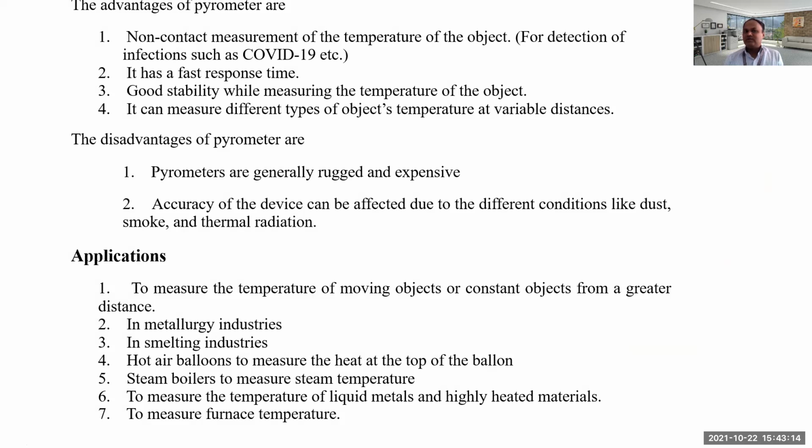Advantages: it is a non-contact type of measurement in the COVID-19 situation. Fast response time, good stability while measuring the temperature of an object. It can measure different types of objects' temperature at variable distance. Disadvantages: they are expensive and rugged. The accuracy of the device can be affected due to different conditions like dust, smoke, or thermal radiation, as well as human intervention. So the distance also matters when temperature is to be calculated.